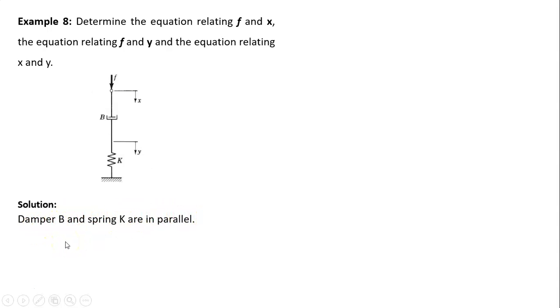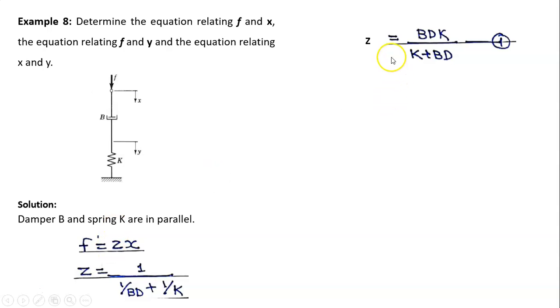First of all, we will write down the force equation. F is equal to ZX, where Z is the total impedance of this damper B and spring K, which are connected in parallel. Therefore, Z is equal to 1 divided by 1 upon BD plus 1 upon K. By simplification, Z is equal to BD K divided by K plus BD. Substituting this value of Z here, we get F is equal to BD K divided by K plus BD into X.